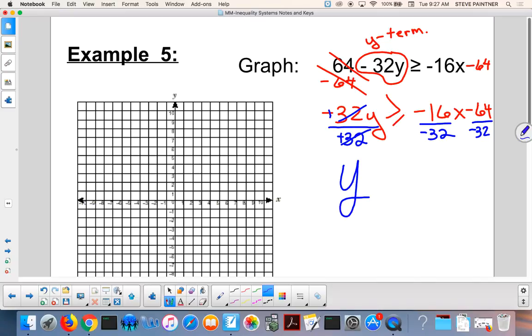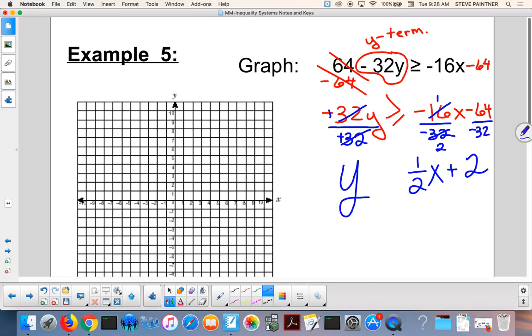Do you know that 16 does go into 32? How many times? Twice. So 16 goes into 16 once. 16 goes in here twice. So the fraction is 1/2 x. Negative divided by negative is positive 1/2 x. How about a negative 64 divided by a negative 32? It's positive 2.